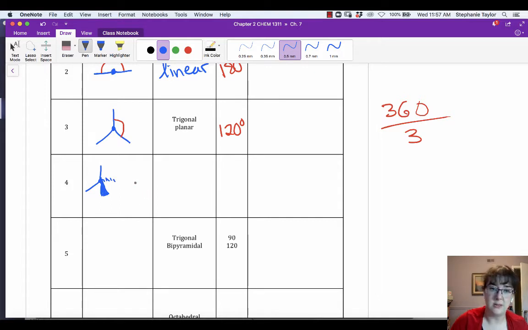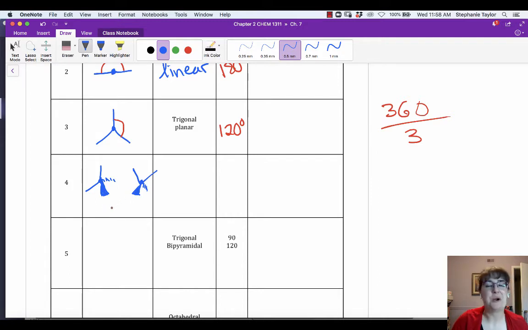So I can do that other one, where I had basically 2 up and 2 down. And then again, one is going to be coming out at me, and one is going back behind the page. So again, your wedges come out at you, your dashed lines go back behind you.